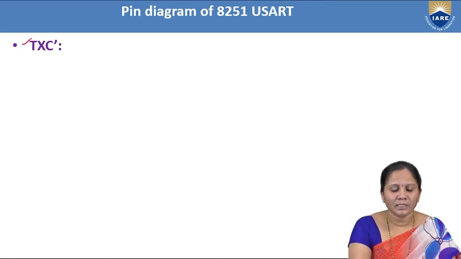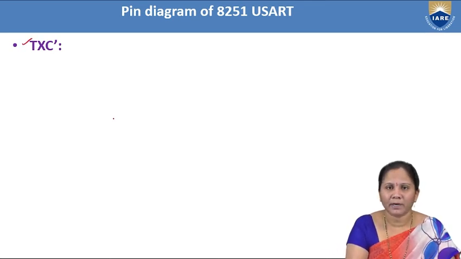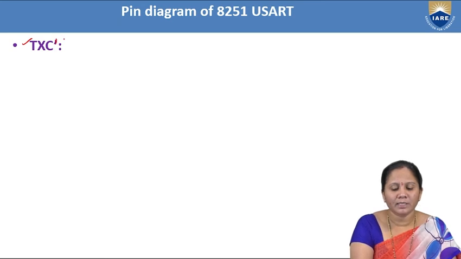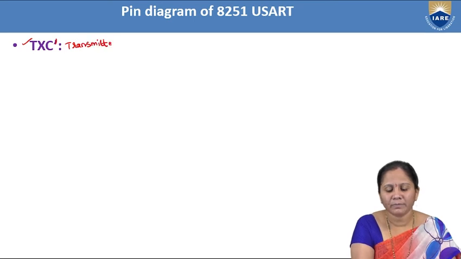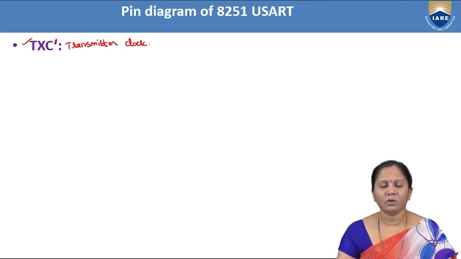And the next signal is TX C bar. So here this TX C bar is an active low signal. TXC represents transmitter clock. Okay. So all these are the pins that are connected to the transmitter section, like transmitter ready, transmitter empty, transmitter clock, transmit data. All these are the signals that will be connected to the transmitter section.